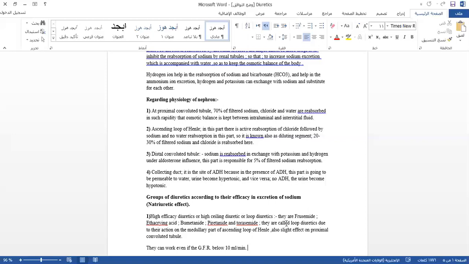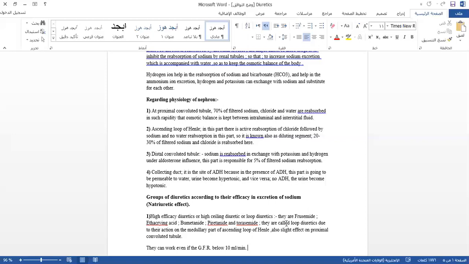The medullary part of the ascending loop is the diluting segment that we talked about, where dilution of the urine occurs by active reabsorption of sodium chloride followed by sodium without water. So there is dilution, hypotonic or hypoosmolar urine. Clear? So there is inhibition of this active reabsorption of sodium and chloride in the medullary part of the ascending loop. There is also a slight effect on the proximal convoluted tubule.